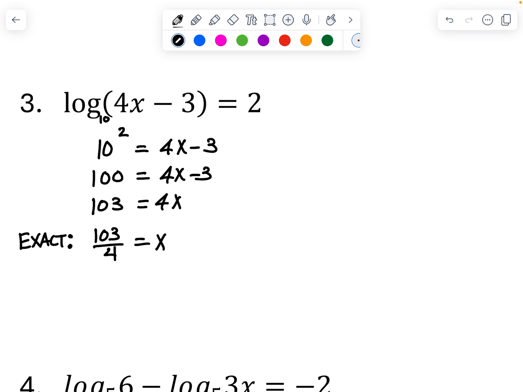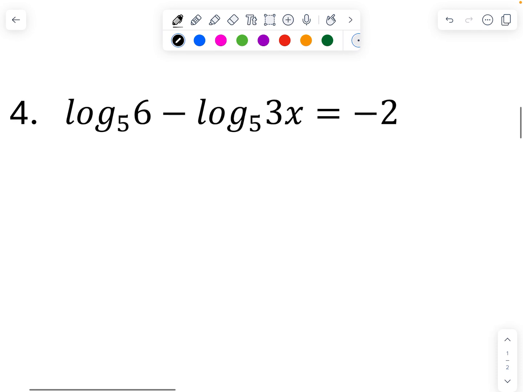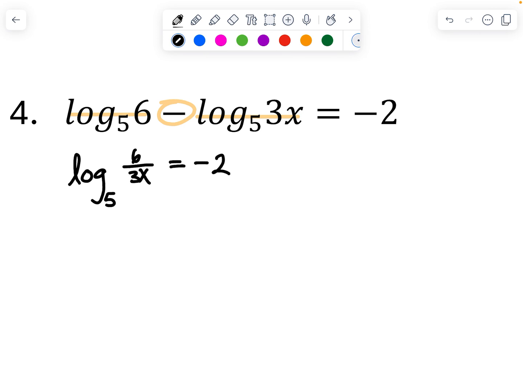And there is no reason to do anything else to this problem. Okay, on this one, I notice that I have two logarithms joined together by a minus sign. So first I'm going to write it as one logarithm. So I'm going to say logarithm whose base is 5 is 6 divided by 3x is equal to negative 2.